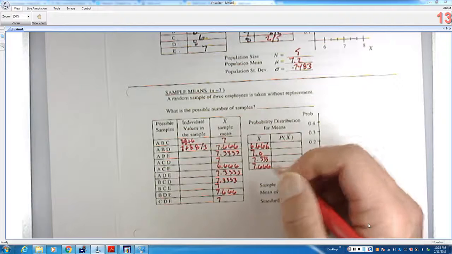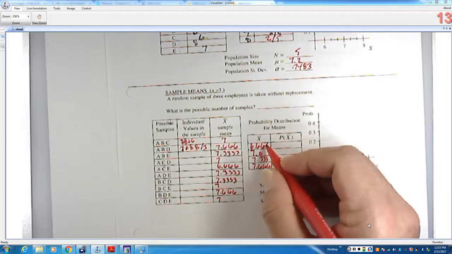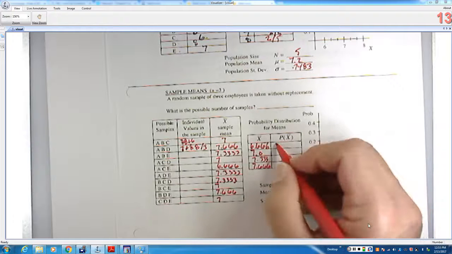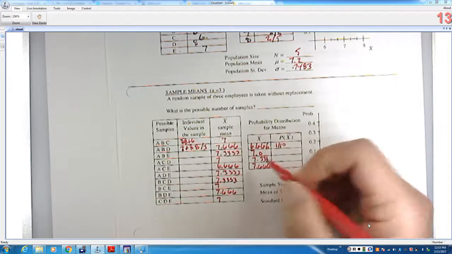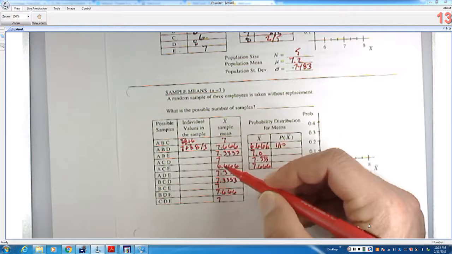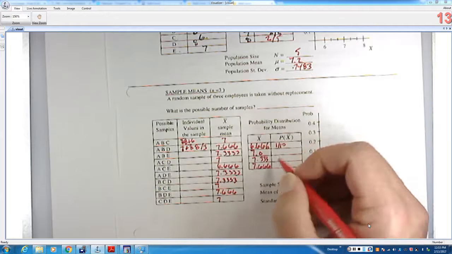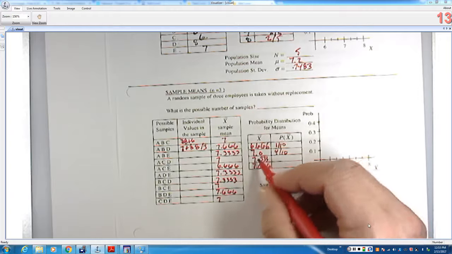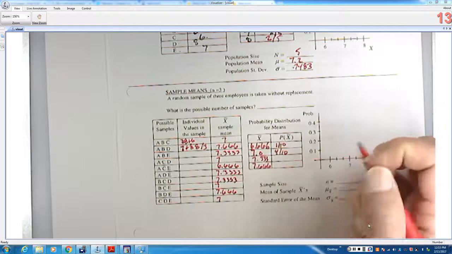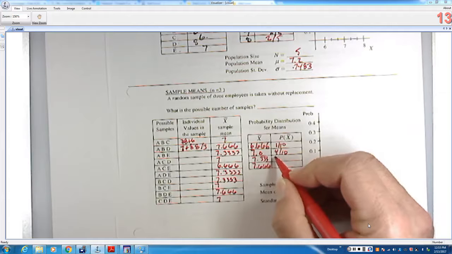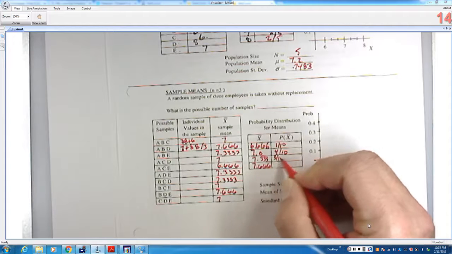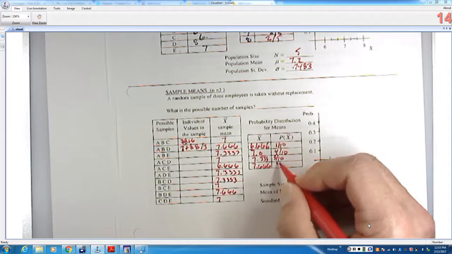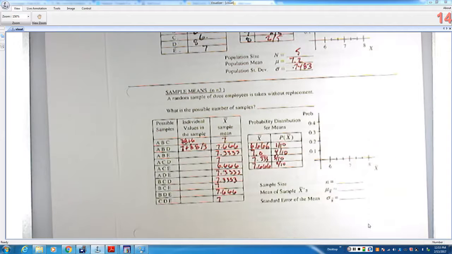Okay, so now, how many times does 6.66 happen? 1 out of 10 then. That's your probability. How many times did 7 happen? 4 out of 10. Okay, so that's your probability on that one. What about 7.33333 repeating? 3 out of 10. Okay, so 3/10. And then what about 7.6667? 2 out of 10. Okay, so that's what we have.